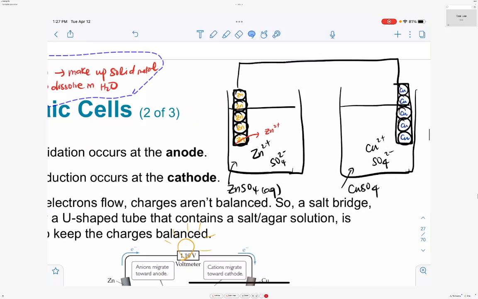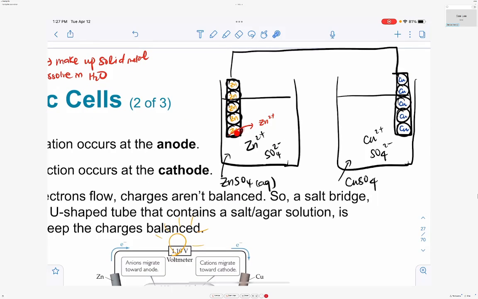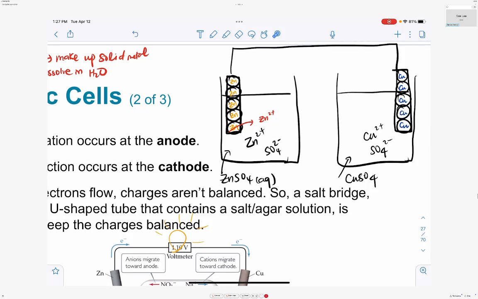Okay, so these zinc metals, when they're in neutral form, make up a piece of metal, but after they become oxidized, they become zinc 2+. It will be dissolved in water, and this metal will lose a little chunk of zinc. So as time goes by, zinc solid will slowly become a zinc 2+ ion, and the zinc solid will lose its mass over time.